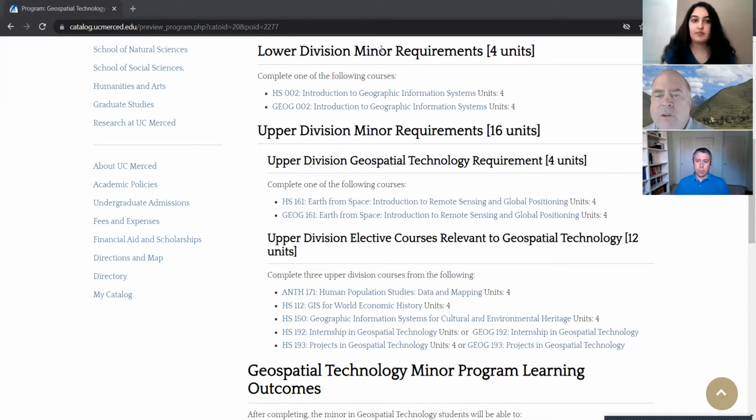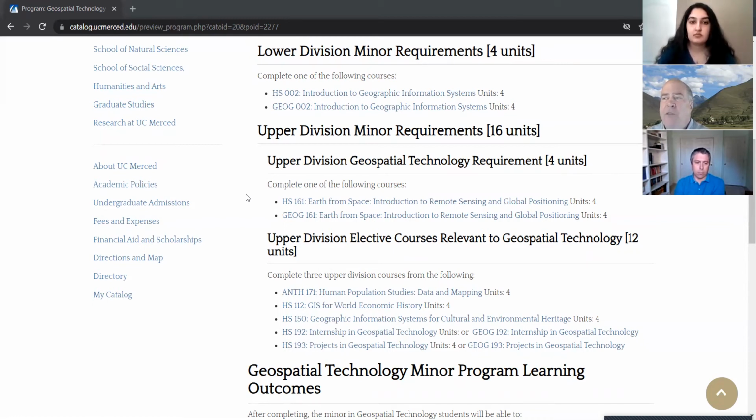Okay, so first I just wanted to mention that some of the courses are cross-listed with geography course prefixes. So as a student, you have the option of, for example, taking the geography prefix course, like for Introduction to GIS, Geog 2, because as we'll talk about later with careers in GIS, it might look better on your transcript to have the geog prefixes, but it doesn't matter, they're cross-listed.